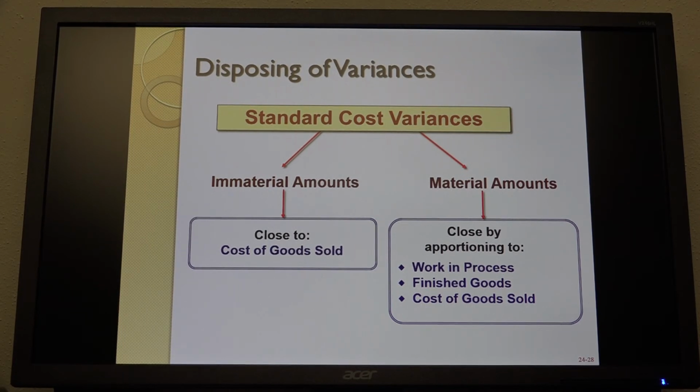Not too concerned with this. If the amount of the overhead variance versus actual is immaterial, you simply close out the difference to cost of goods sold. If it's material, you close by apportioning the amounts to the various parts of the manufacturing process: work in process, finished goods, and cost of goods sold. But that's not a big part of this.